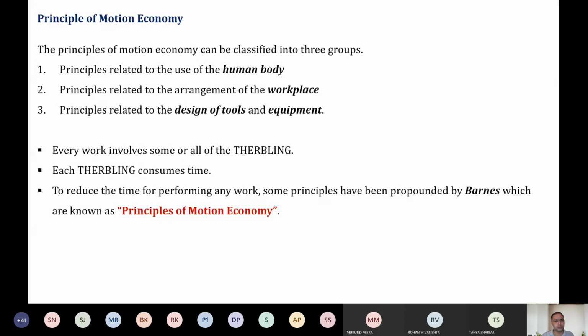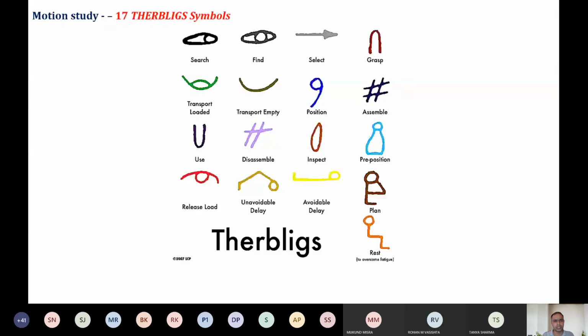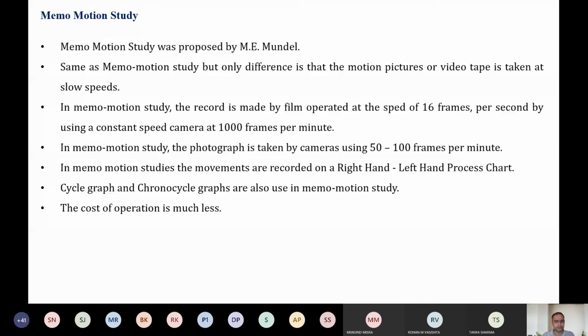And to do all these things, they use something called therbligs. There are 17 types of therbligs. In your examination, I will ask you to write these. I may ask you to write the therbligs, draw the therbligs for a particular sequence of operations, and you may be asked to draw a two-handed chart for any operation which you use daily, like that.